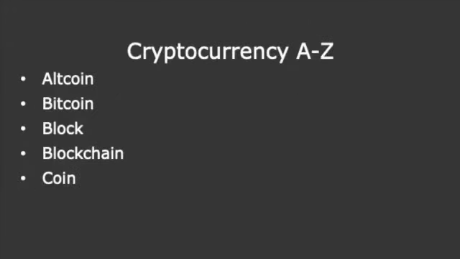Starting with A, altcoin. Altcoin is any coin that's not Bitcoin. Altcoins can be anything from the second most popular coin, Ethereum, to any of the thousands of coins out there. Next word is Bitcoin. Bitcoin is the first and most valuable cryptocurrency. It was launched on January 3rd, 2009.